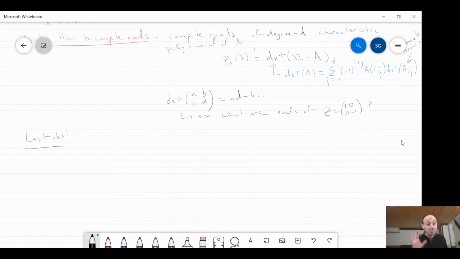But the simple observation is that for some matrices, it's very easy to spot the eigenvalues. If you have a diagonal matrix, please do remember this, which means your numbers are just here, A, B, C, D, dot, dot, dot, and everything else is just zeros, then the eigenvalues are just sitting on the diagonal. The eigenvalues are all your diagonal entries, and in this case, the eigenvectors are just the standard basis.